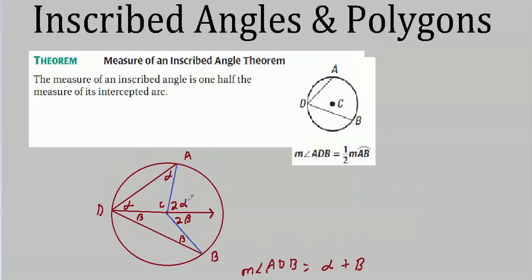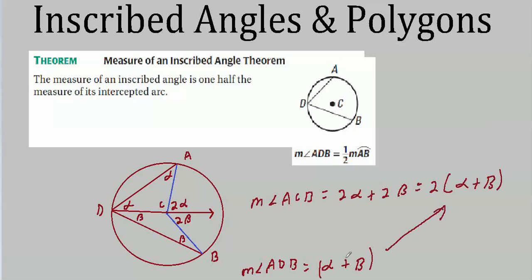Well, once again, we use the angle addition postulate and get that the measure of angle ACB equals 2 alpha plus 2 beta. Well, that's just 2 times alpha plus beta, right? But this is alpha plus beta. That's the measure of this angle here. So we just showed that ACB is double ADB.